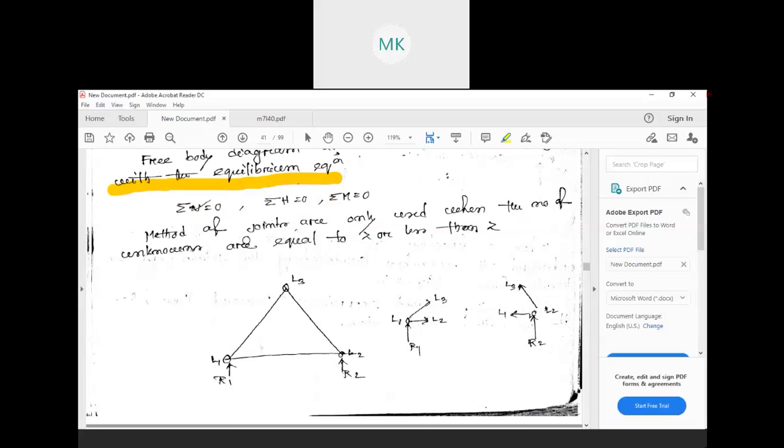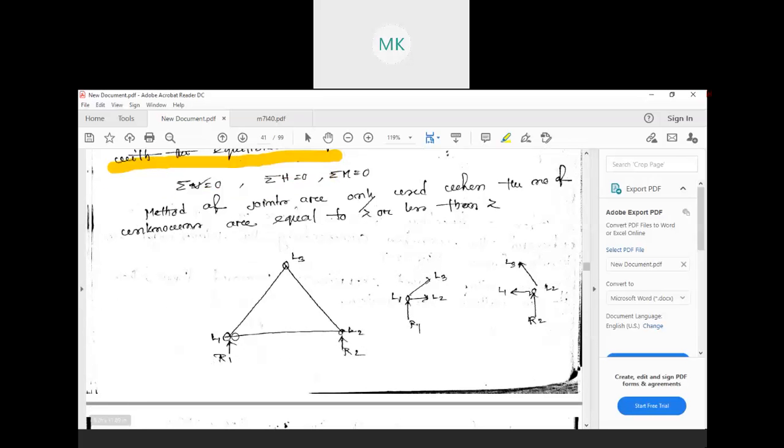The method of joints is only used when the number of unknowns is two or less. If three members are connected at a joint and we know one value, we can find the other two with this method. Or if we know one value and need just one more, we can also use it. Only for two unknowns or fewer can we use the method of joints.